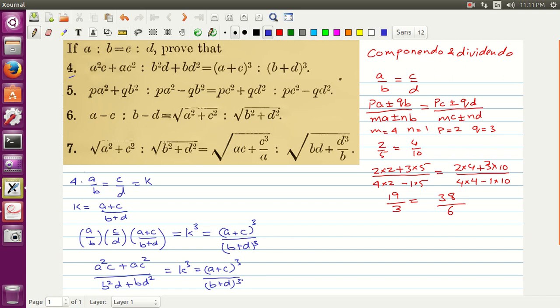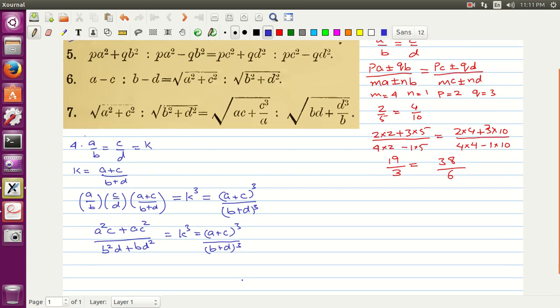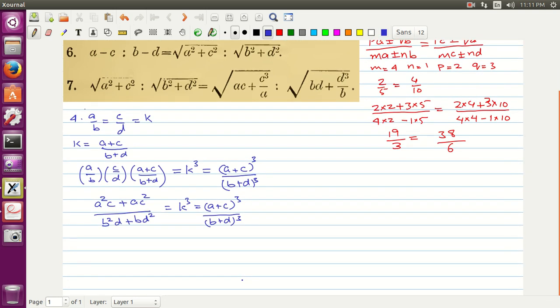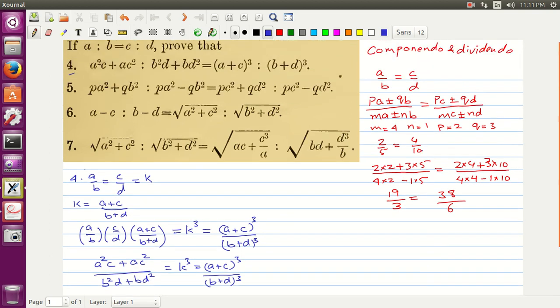Now let us look at problem number 5. I think we have space here, so we can do problem number 5 here. Okay, problem number 5 we will do in green color. Again, we are given that, this is problem number 5, we are given that A by B is equal to C by D is equal to K.